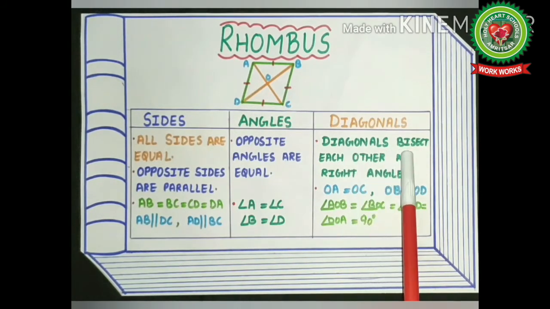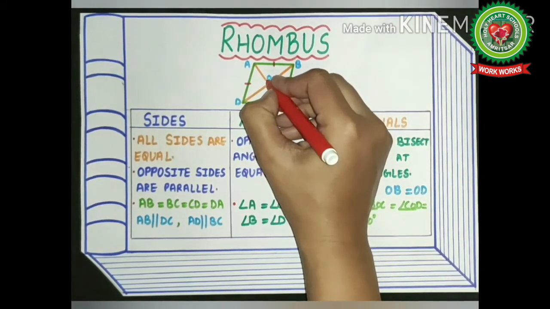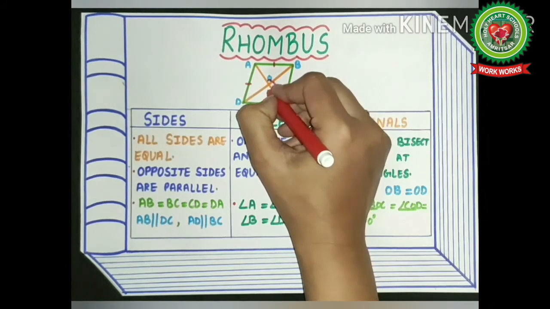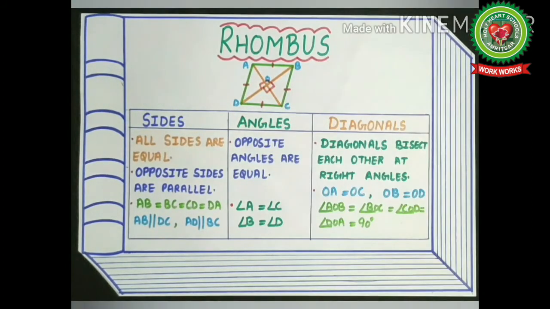Next, diagonals bisect each other at right angles. So that means AOB, BOC, COD and DOA are equal to 90 degrees.